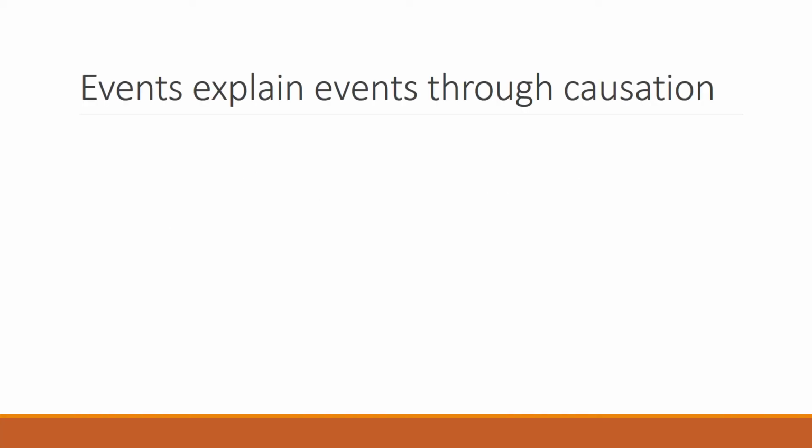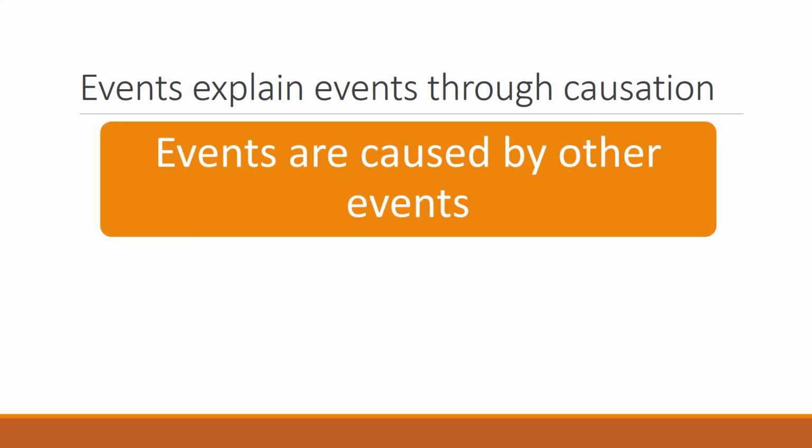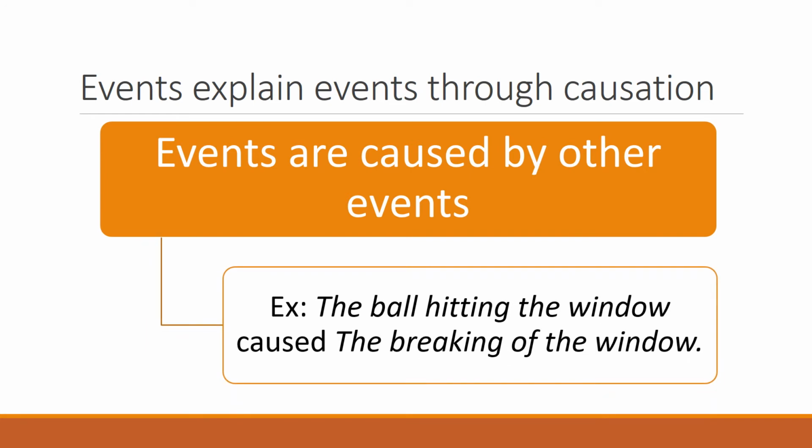This starts to look like even more of a problem when we look at causation in human action in more detail. One of the things that Taylor points out is that events explain other events through causation. So if we want to know why an event happened, we're going to appeal to other events, because events are caused by other events. So for example, the ball hitting the window, that's one event, caused the breaking of the window, which is another event. People voting for a particular candidate cause the election of that candidate. So again, these are events. Events cause other events.